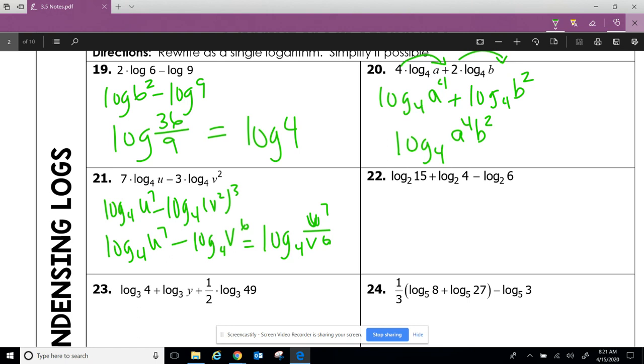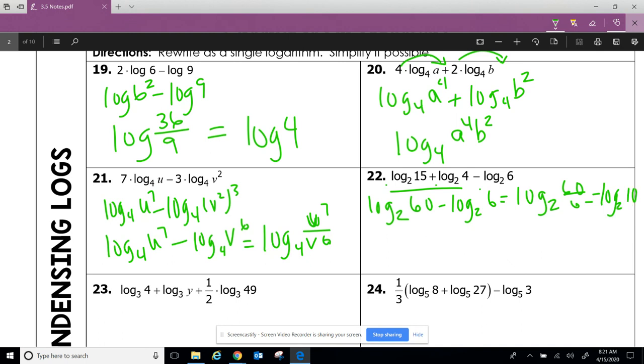All right, number 22. Well, this one doesn't have any exponents up front. I don't see any coefficients out in front of my log, so we don't have any exponents, so no power property. But then we do have addition and subtraction, and it doesn't matter which order you go in here. So let's start by combining the first two. This would be log base 2 of 15 times 4, which would be 60, minus log base 2 of 6. And now we've got a subtraction between these two, so we've got the quotient rule, and we're going to write those two as a fraction. 60 divided by 6 would be log base 2 of 10.